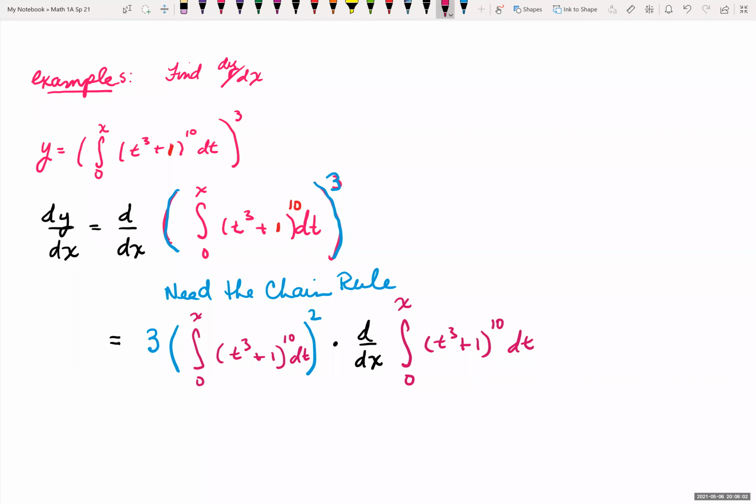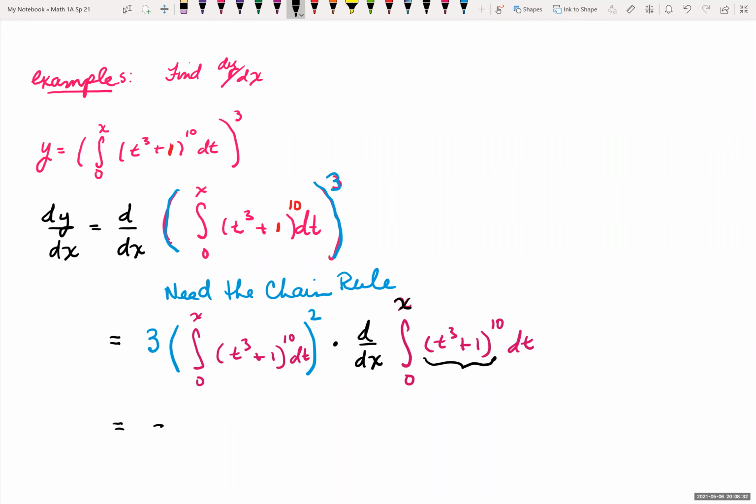Okay, so we took the derivative of the outer. We need to put the inner inside that: derivative of the outer times the derivative of the inner. So now let's take the derivative of the inner. And we can use the fundamental theorem of calculus. This was our integrand f of t. The derivative of that integral is going to be f of x. So let's just bring down what we have.